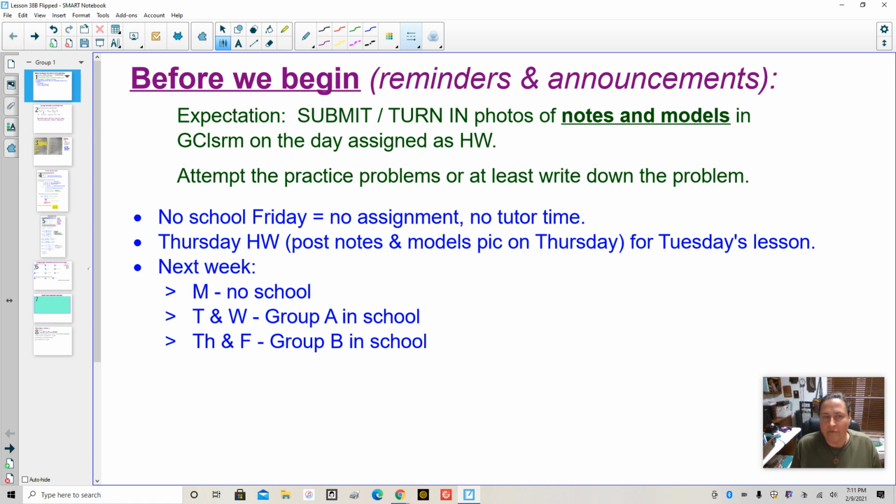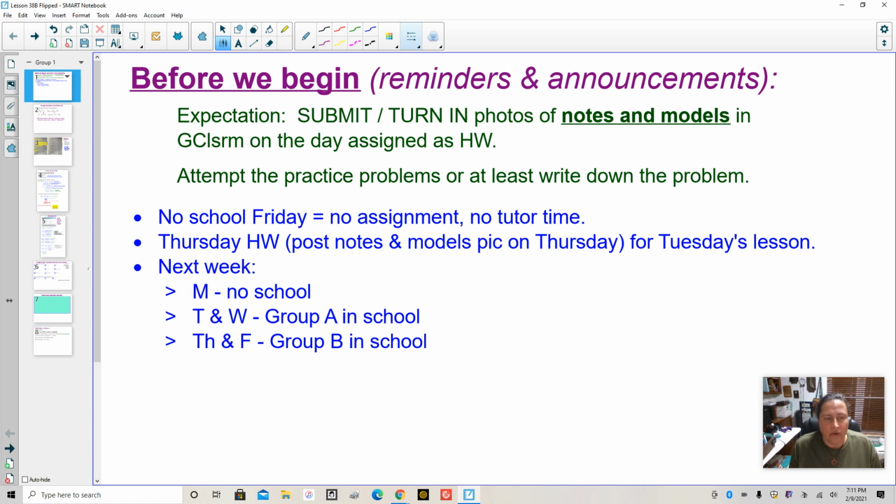So if you have not done that, then you need to make sure that your notes and models are complete. They look like mine. You can look back into each of the days and see what they should look like as full notes and models, and then submit them under the day that they were assigned. And I'm going to grade those on Friday. So if you know you're behind, get that done. There is no school on Friday. There's no assignment and no tutor time.